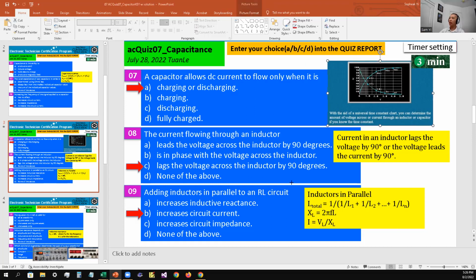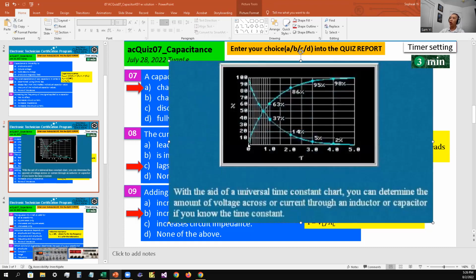the capacitor would charge at the beginning. The current would go up really fast, up to 63% at 1T, and then after that it only goes about 23%. So it keeps on decreasing until it reaches 5 time constants. That's it. That's when it would stop.